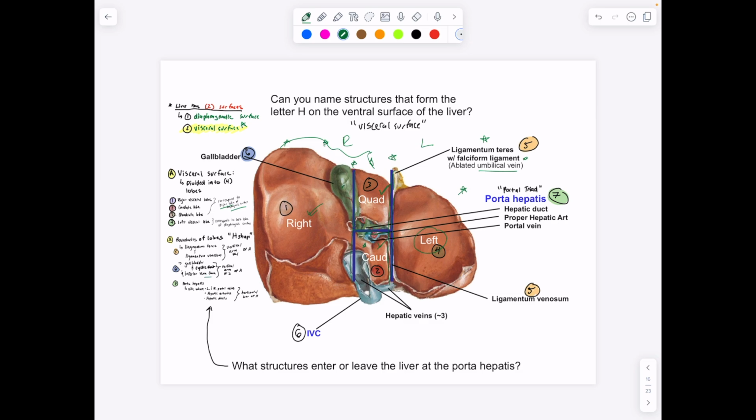And then horizontally, we have the portal triad, aka the porta hepatis, which is the hepatic duct, the proper hepatic artery, which splits into our left and right hepatic arteries, and then our portal vein, that enormous vein that all the venous blood in this region is draining into to go into the liver. All right, then we have our inferior vena cava here, which we can see is contributing to the leg of the H. All right, what structures enter or leave at the porta hepatis, aka the portal triad? We have the hepatic duct, proper hepatic artery, and portal veins.